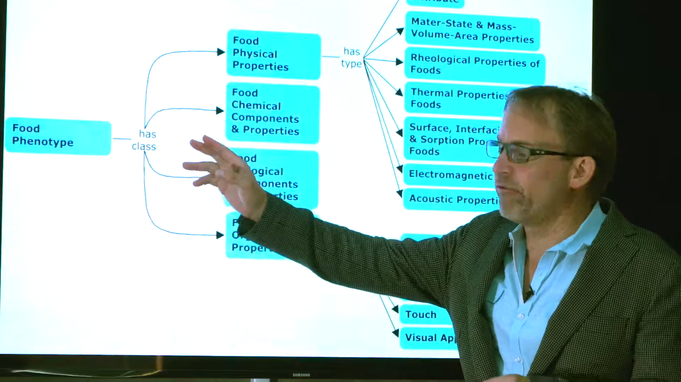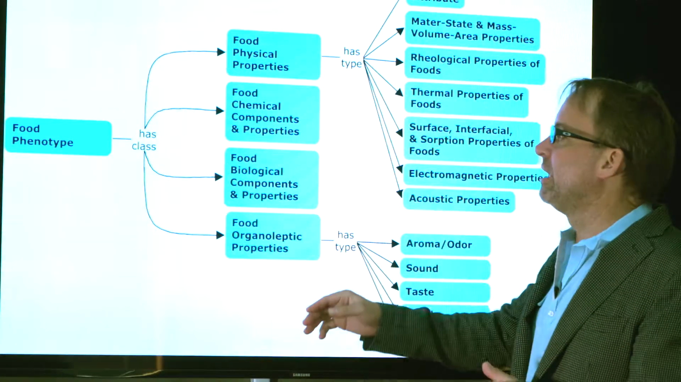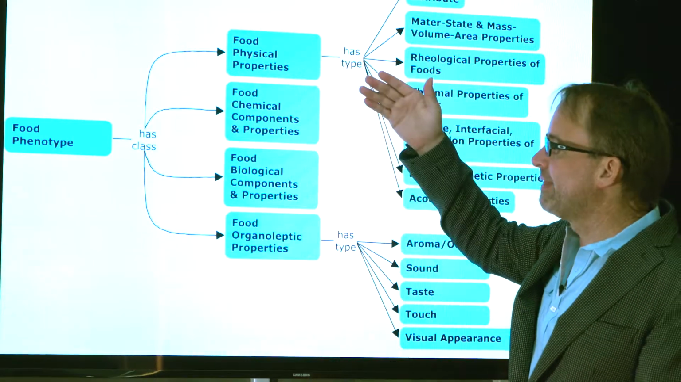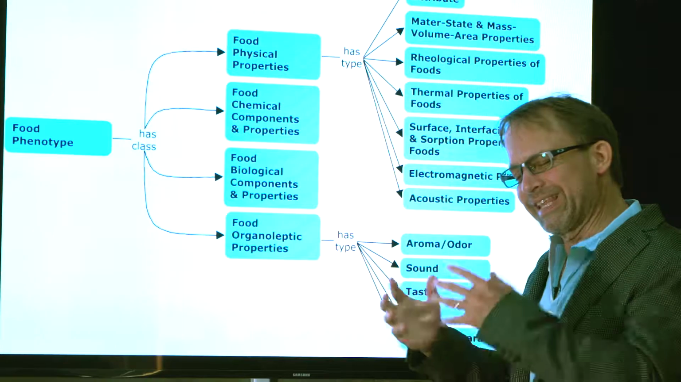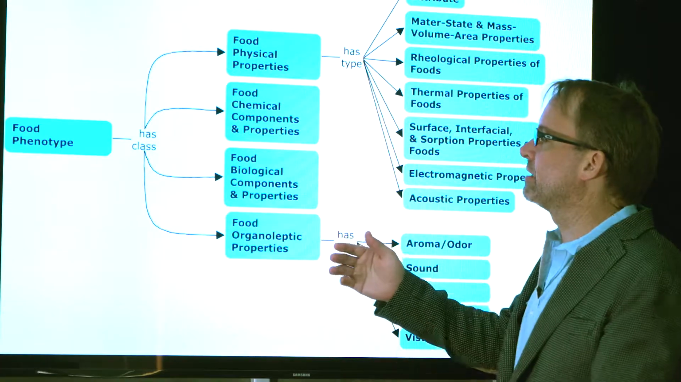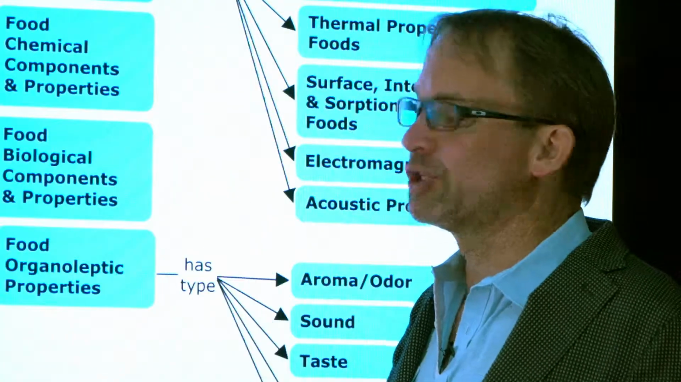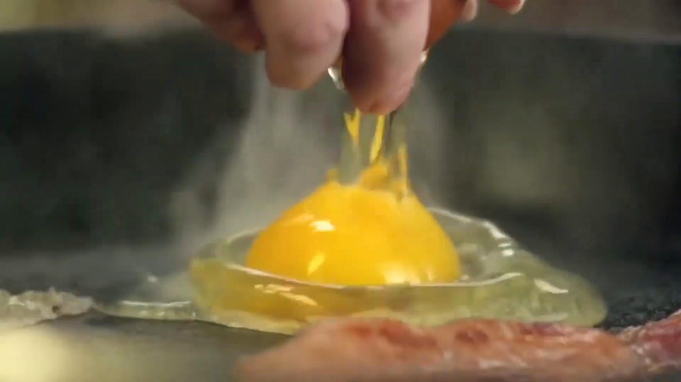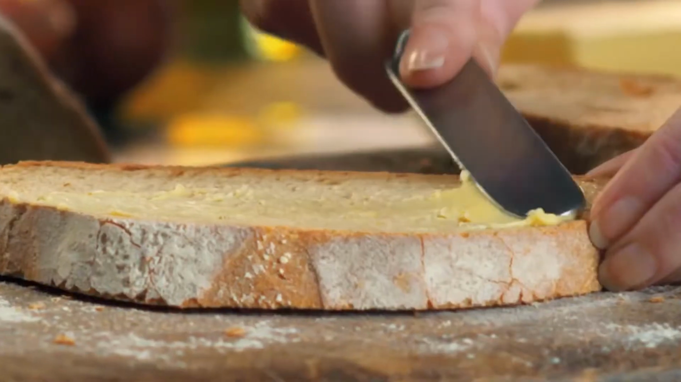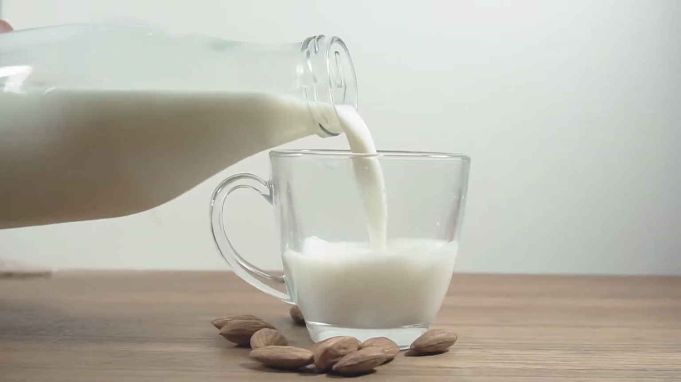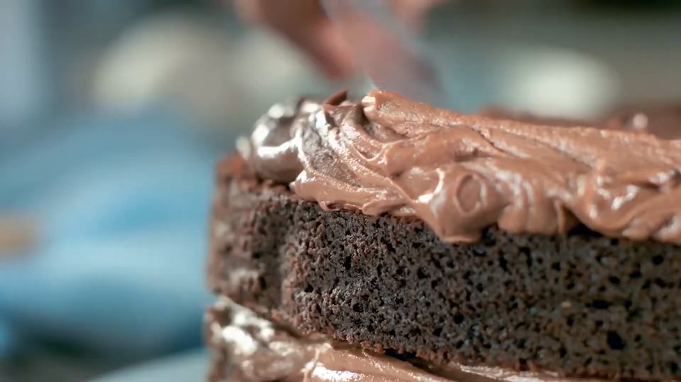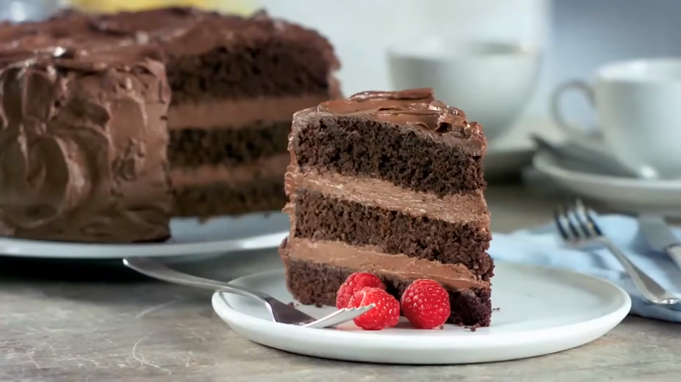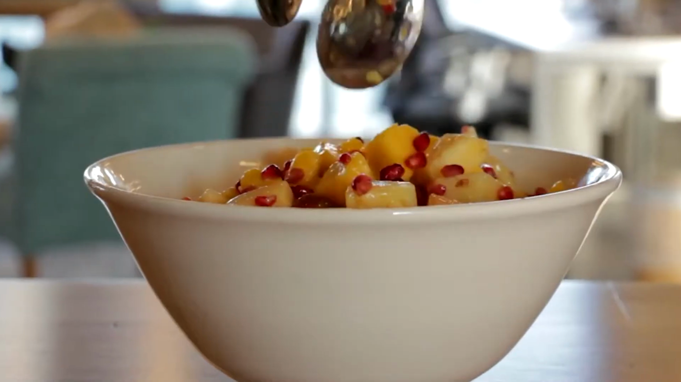We can break the phenotype of a food down into each of its components, the physical properties and the physical structures, the chemical components and properties, all the atoms and the chemicals and the way they're linked together, as well as the biological components and properties, whether it's a part of a plant or part of an animal, or a milk fat globule membrane that might have some kind of bioactive properties when you consume it. And these three things together, uniquely combined, will give rise to what we call organoleptic properties.